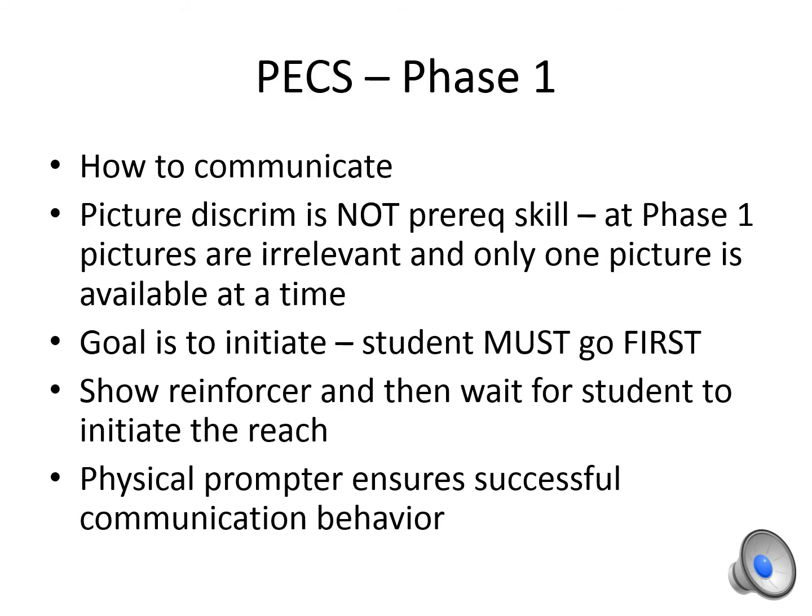So in phase 1 of the PECS system, we're teaching the child how to communicate. We do not care whether they recognize or discriminate the picture that's on the card. At phase 1, the pictures are irrelevant. We only use one picture at a time, so they're not having to choose between one picture and another. They simply are learning to exchange the picture for what they want, and the goal is to get them to initiate.